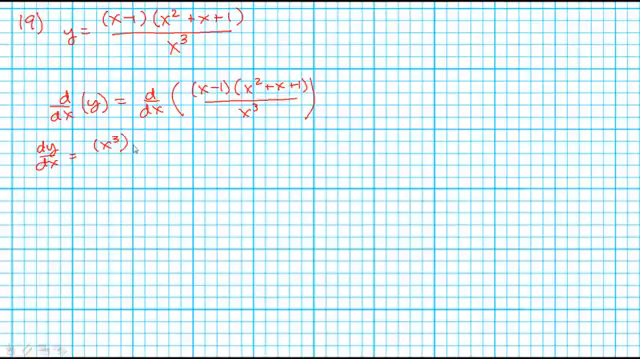Bottom times the derivative of the top minus the top times the derivative of the bottom.